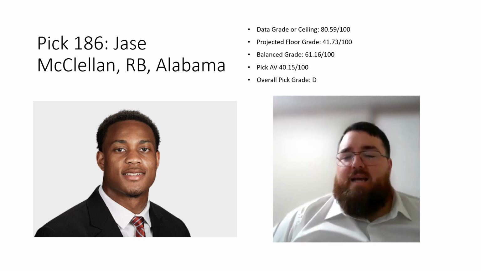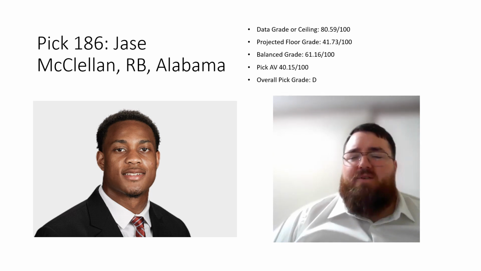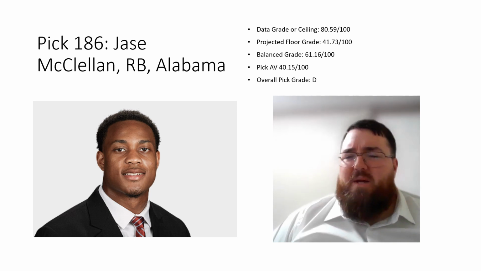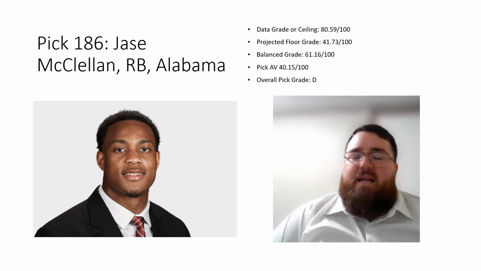Then, of course, we get to pick 186 with Jace McClellan, running back out of Alabama. His data grade is 80.59 out of 100. The floor grade is 41.73. And the balance grade I would put at 61.16 out of 100. The average AV of where he was selected is 40.15. But I would give this overall pick grade a D in terms of just a general grading of it.